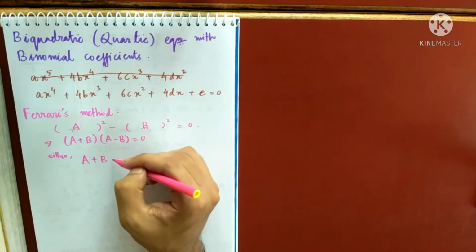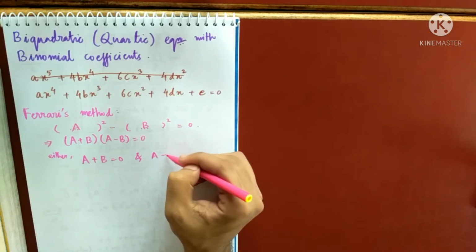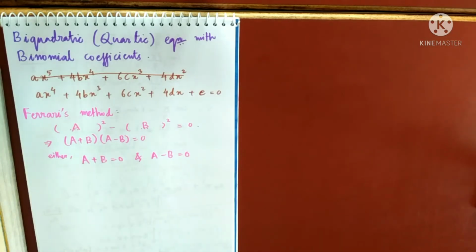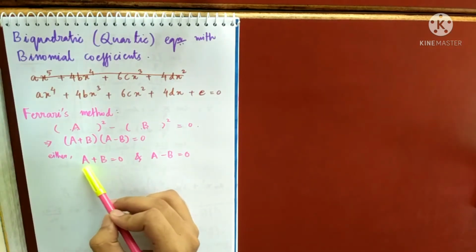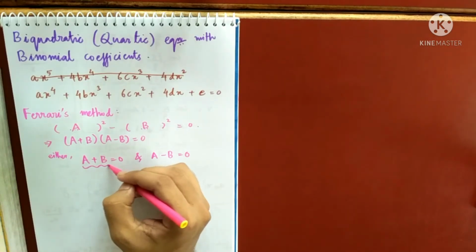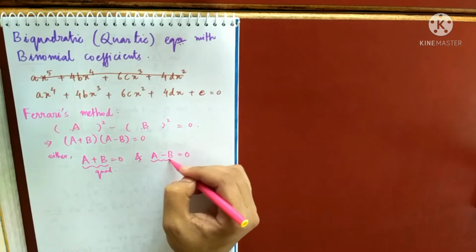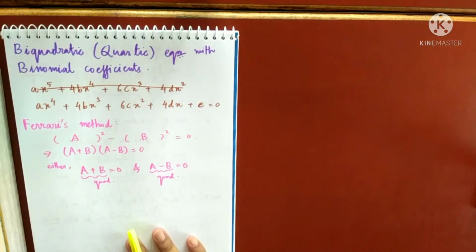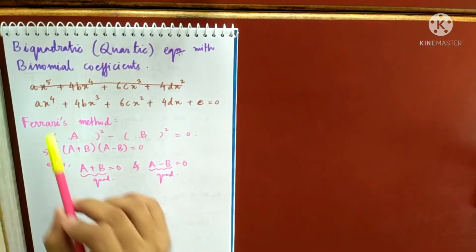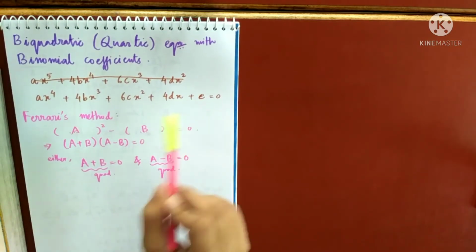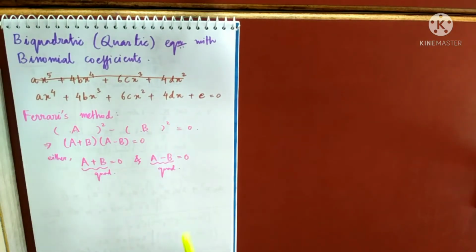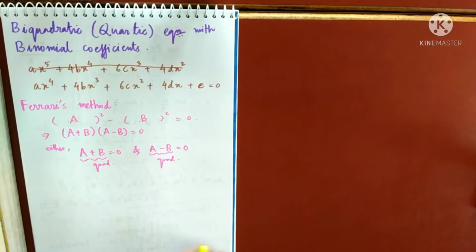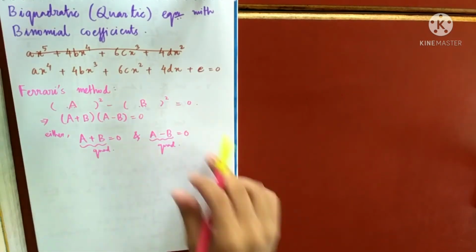You have to solve a plus b equals to 0 and a minus b equals to 0. You will see that a will be a function of x and this will also be a function of x or x square possibly. So basically you have to solve two quadratic equations. This will be a quadratic equation, this will be also a quadratic equation. So what Ferrari did was he tried to express the quartic polynomial as a difference of two squares of polynomials. And once you are successful in expressing as a difference of two squares, you have to eventually solve two quadratic.